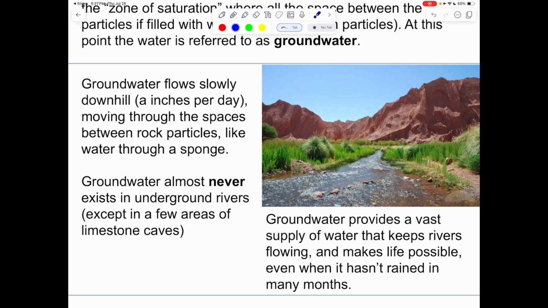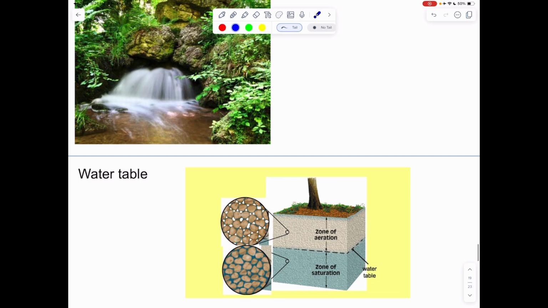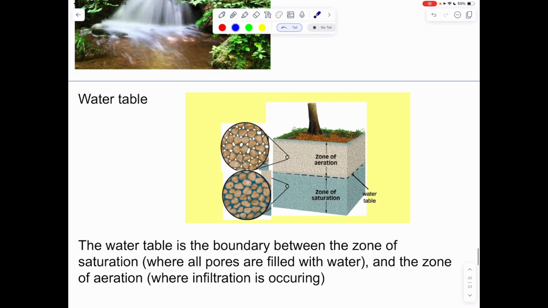It very rarely exists as underground rivers. Few cases there. And it's going to provide this vast supply of water. It's what keeps rivers going, what keeps springs going, what keeps this movement of fresh water happening even when it hasn't rained in many months. As I mentioned, springs are places where this groundwater is going to emerge. If you've ever been to a spring, we have lots of springs in the US, so I go there all the time.